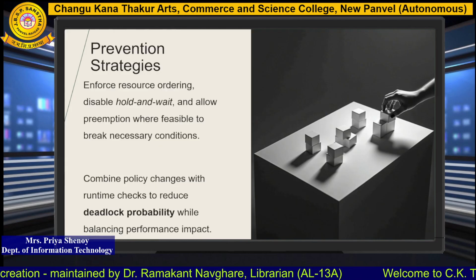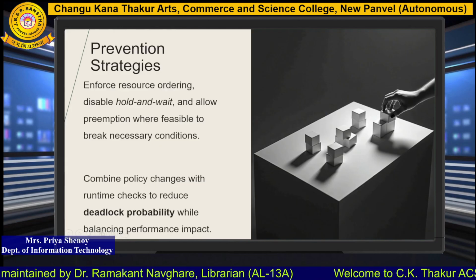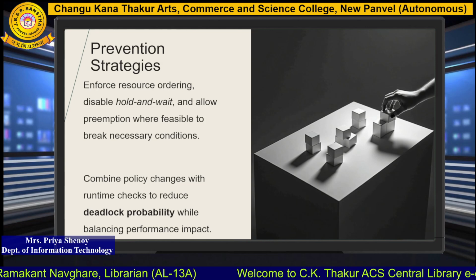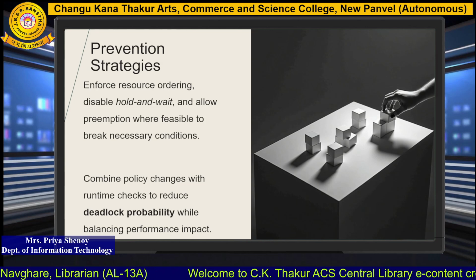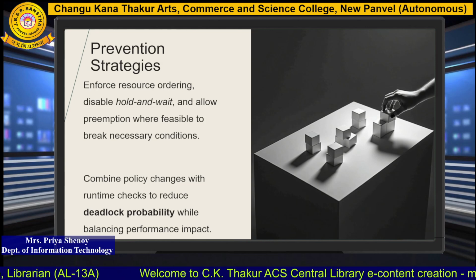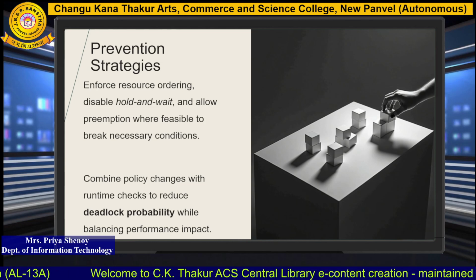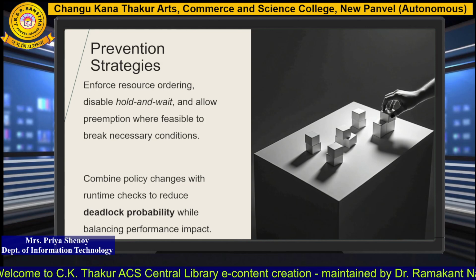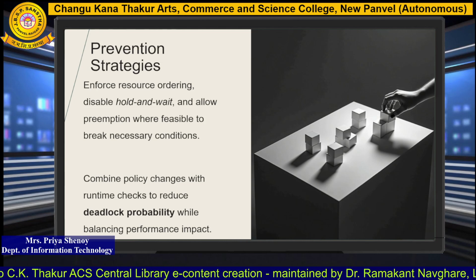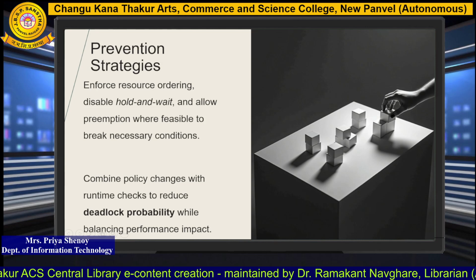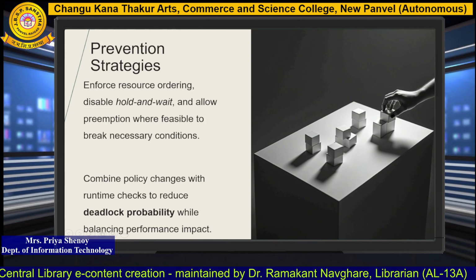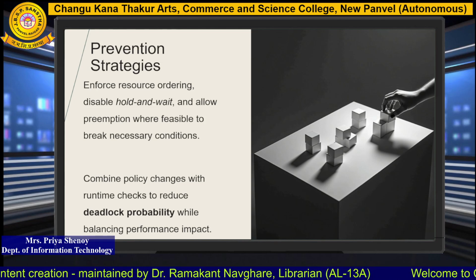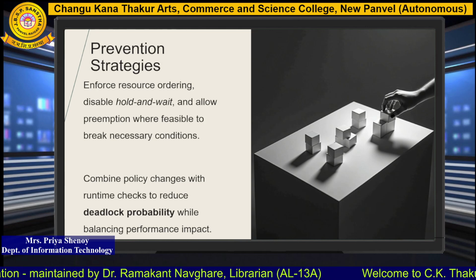Prevention strategies. If we are able to see that any one of the four conditions doesn't occur, then we will be able to prevent the deadlock. So, either we can do resource reordering, we can disable hold and wait, and we can allow preemption so that any of the four conditions can be broken and deadlock won't occur in our system. Combined policy changes with runtime checks are used to reduce deadlock probability while balancing performance impact.